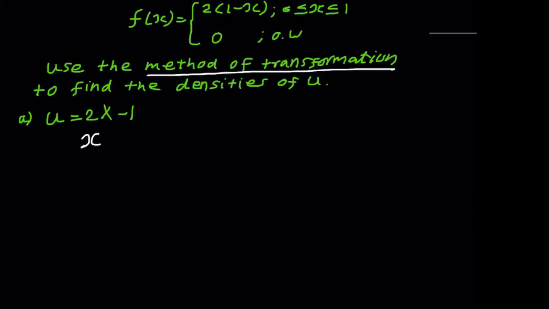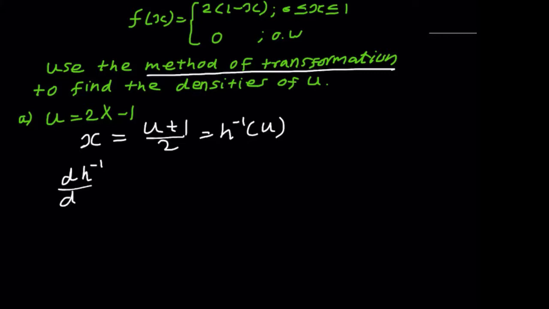First, find the inverse function of x. So I can write x equals (u plus 1) divided by 2. So this is the inverse function. Then evaluate the derivative of h inverse. The derivative of h inverse with respect to u equals 1 half.